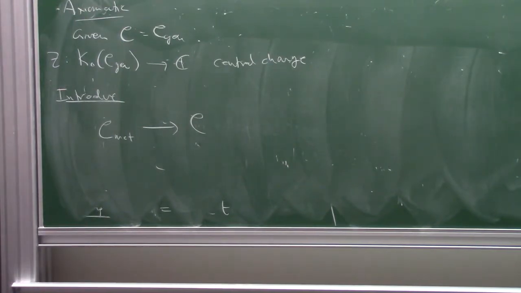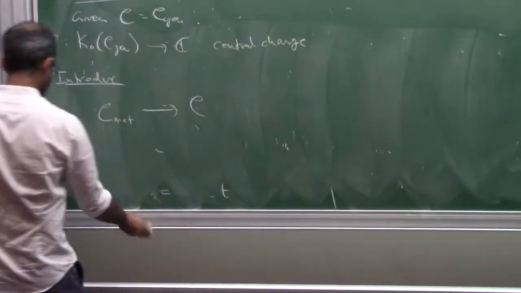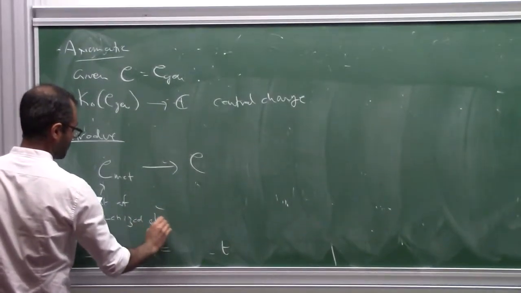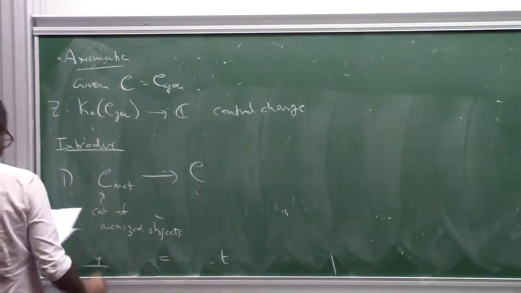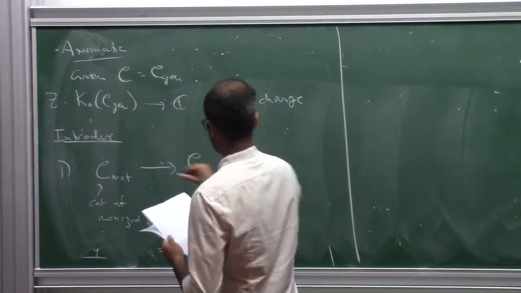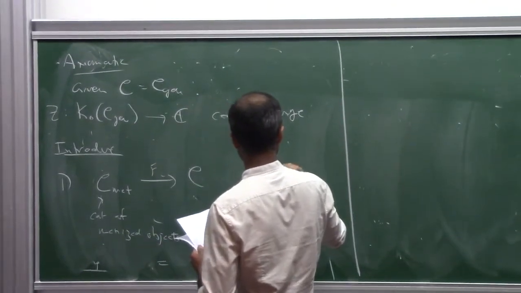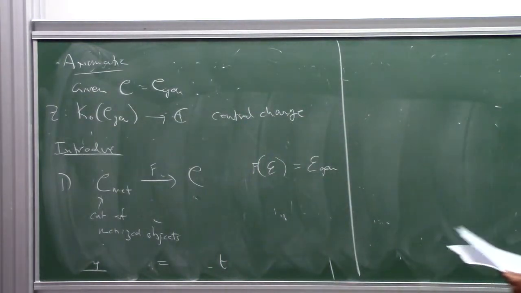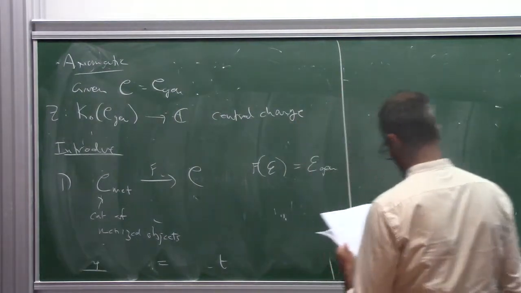Yeah, I'll say what the structure is. When I say category now, it always means infinity category. C will have some structure. So this will be some category of metrized objects. Let's call this functor f, and let me write f of E for some object here; I'll call it E generic.